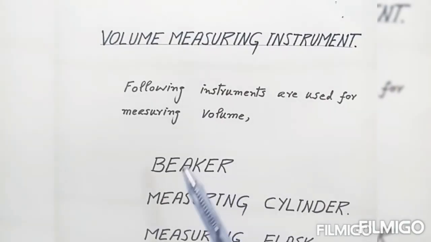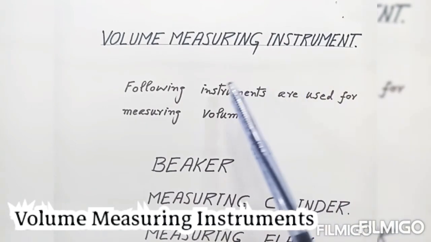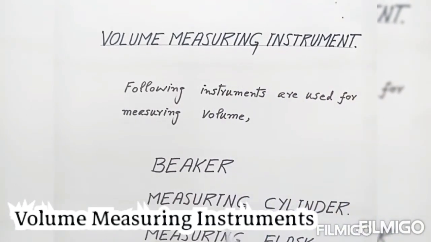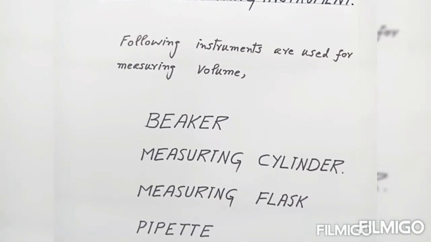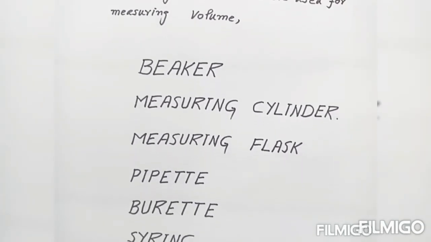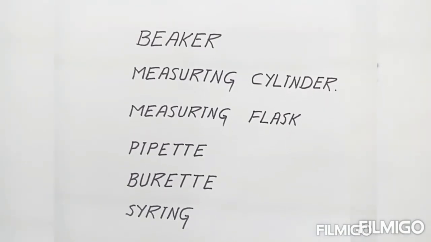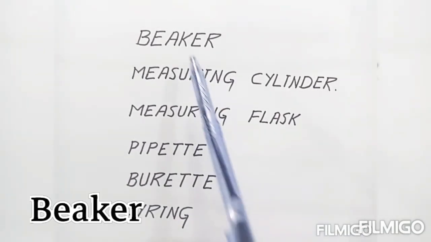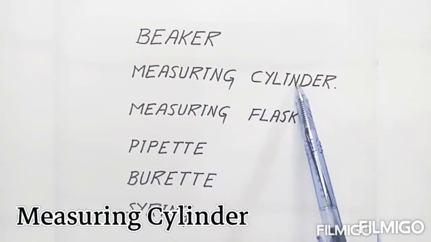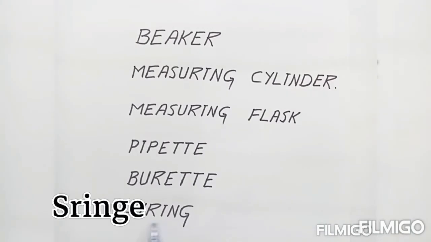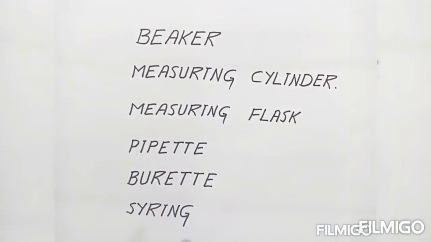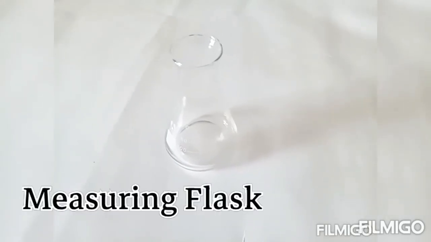Now we are going to discuss the volume measuring instruments. What are those instruments which are used for measuring volume? There are different instruments which are used for measuring volume. We are going to discuss these instruments. For example, beaker, measuring cylinder, measuring flask, pipette, burette, syringe. These are the volume measuring instruments which I can show you. Now I am going to show you these volume measuring instruments.